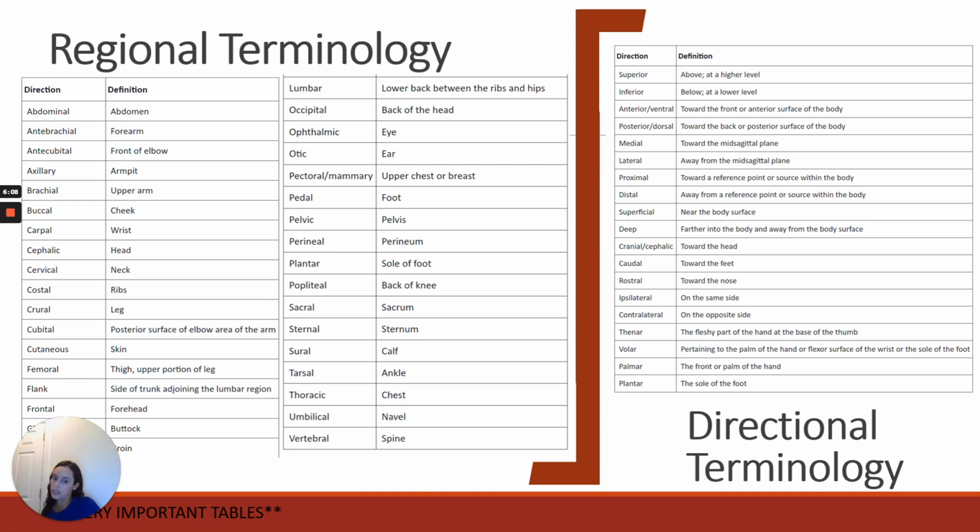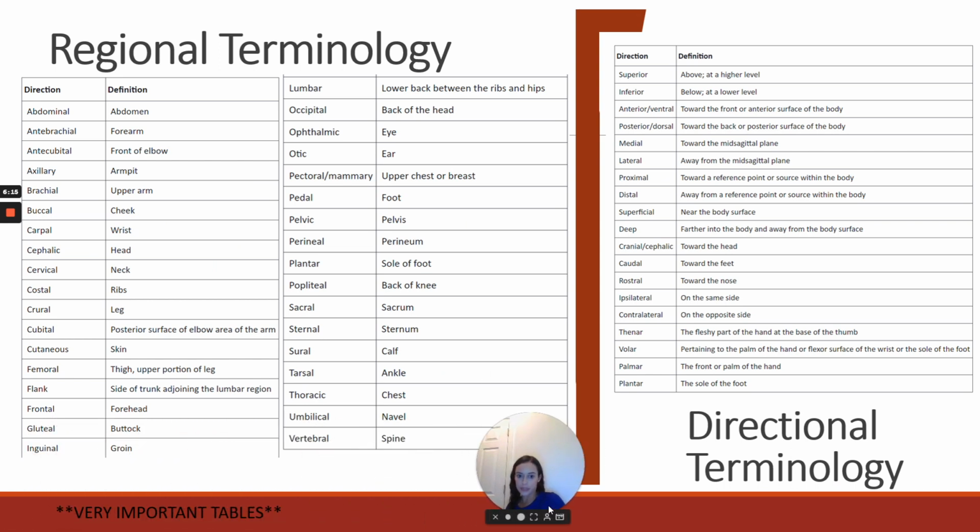Regional terminology and directional terminology. These tables are so important for you to learn, so important for you guys to have. Let me move myself over in case you want to be able to read these. We use these terms in clinic every day. If the doctor tells me, make sure the inguinal nodes are lining up, what is he talking about? He's talking about the lymph nodes in the groin. And I need to be able to scroll to that image and verify that the contours are lining up appropriately for the inguinal nodes.